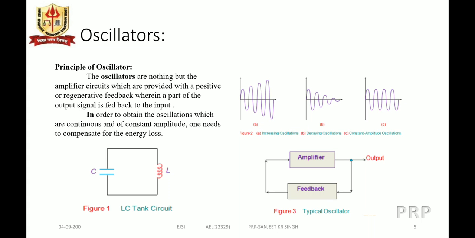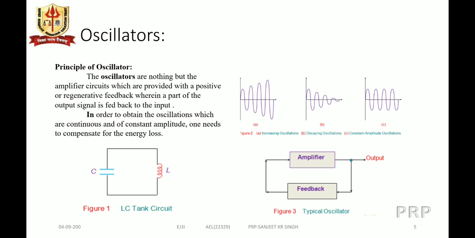On the right-hand side we see the typical block diagram of the oscillator. An oscillator consists of an amplifier with feedback but without any input. There is no sine wave given to be amplified; instead, the noise generated within the amplifier circuit or the feedback circuit is amplified and converted to a sine wave or triangular wave as per requirement. A part of the output is fed back to the amplifier input.